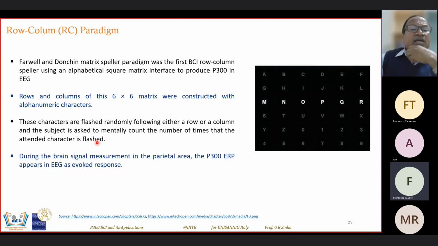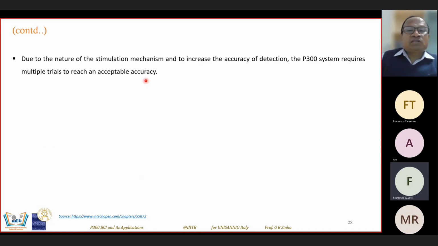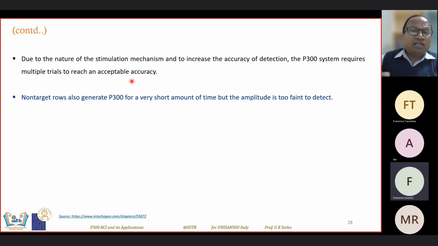So during the brain signal measurement in the parietal area, as I have told you, P300 is a potential where the parietal lobe is affected. So in the parietal area, it appears in the EEG as an evoked response. Due to the nature of the stimulation mechanism, to increase the accuracy of detection, P300 requires multiple trials to reach an acceptable accuracy. It has to be done again and again so that it can create the actual impression.